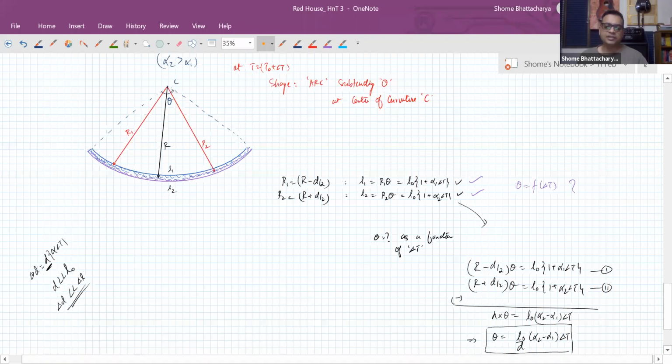So L naught by d is a very large number, maybe of the order of 10 raised to 3 or 10 raised to 4. And alpha 2 minus alpha 1 is a very small number, maybe of the order of 10 raised to minus 6 or something. So their product into a significant value of delta t will give us a significant value of theta. So we'll see that the rod is bent by a sufficient amount to notice that it is bent.